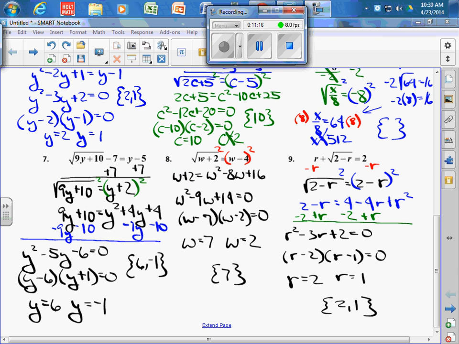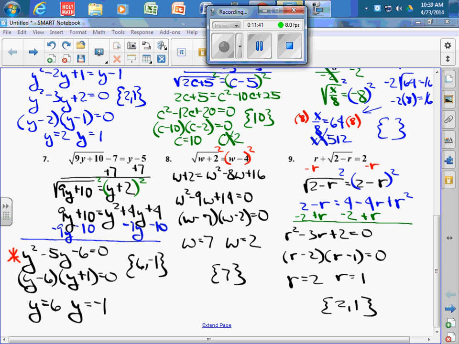So in number 7, after you add 7 to both sides, you get y plus 2 on the right. Now you have to square both sides. Well, remember the y plus 2 being squared is going to be a FOIL problem. You get y squared plus 4y plus 4. Subtract the 9y from both sides. Subtract the 10 from both sides. And you end up with y squared minus 5y minus 6 equals 0.